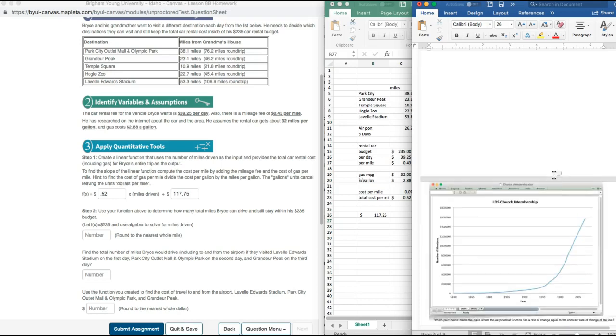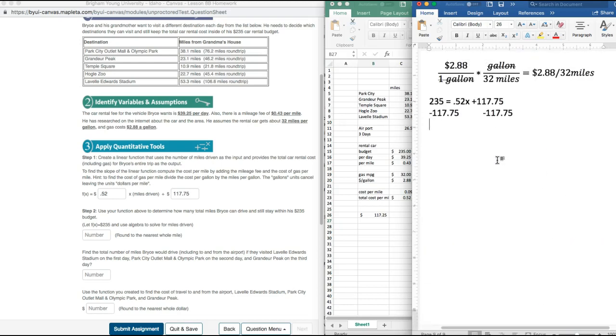So, whoops, went too far. There we go. So on the left-hand side, I am left with 117.25 equals 0.52x, and the 117.75 cancel on this side. Okay, so the next thing I need to do to solve for x is continue getting rid of everything on this side. This 0.52 is being multiplied to the x, so I need to divide both sides by 0.52. So over here, 0.52 divided by 0.52 is 1. 1 times x is x. So the only thing left on this side is x. But I also need to divide this side by 0.52 to keep it balanced.